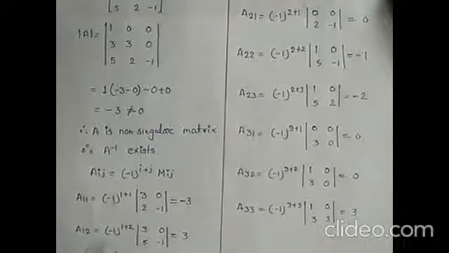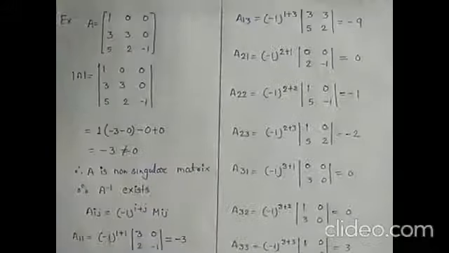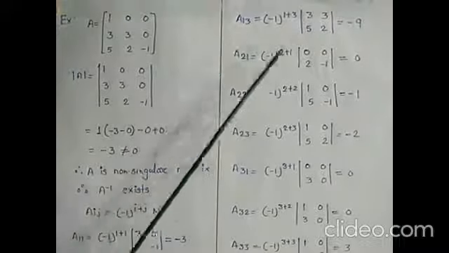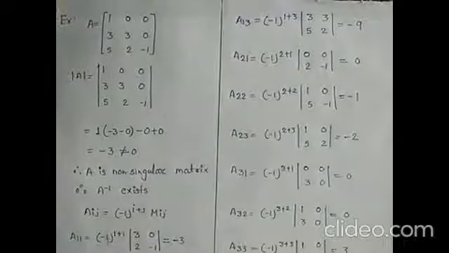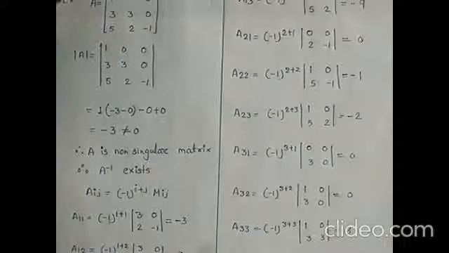Similarly, children, we will find A11, A12, A13, A21, A22, A23, A31, A32 and A33. See children, I have solved over here: A13, A21, A22, A23, A31, A32 and this one is A33. We have completed the cofactors of the elements of the matrix.